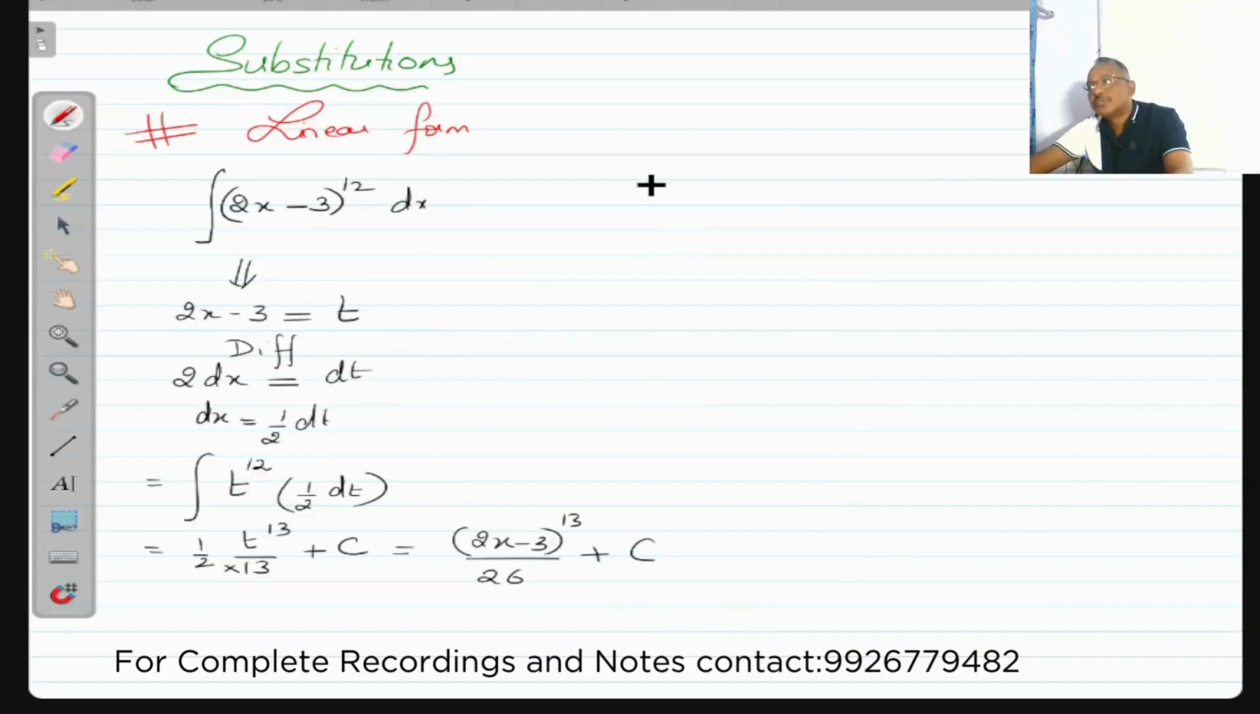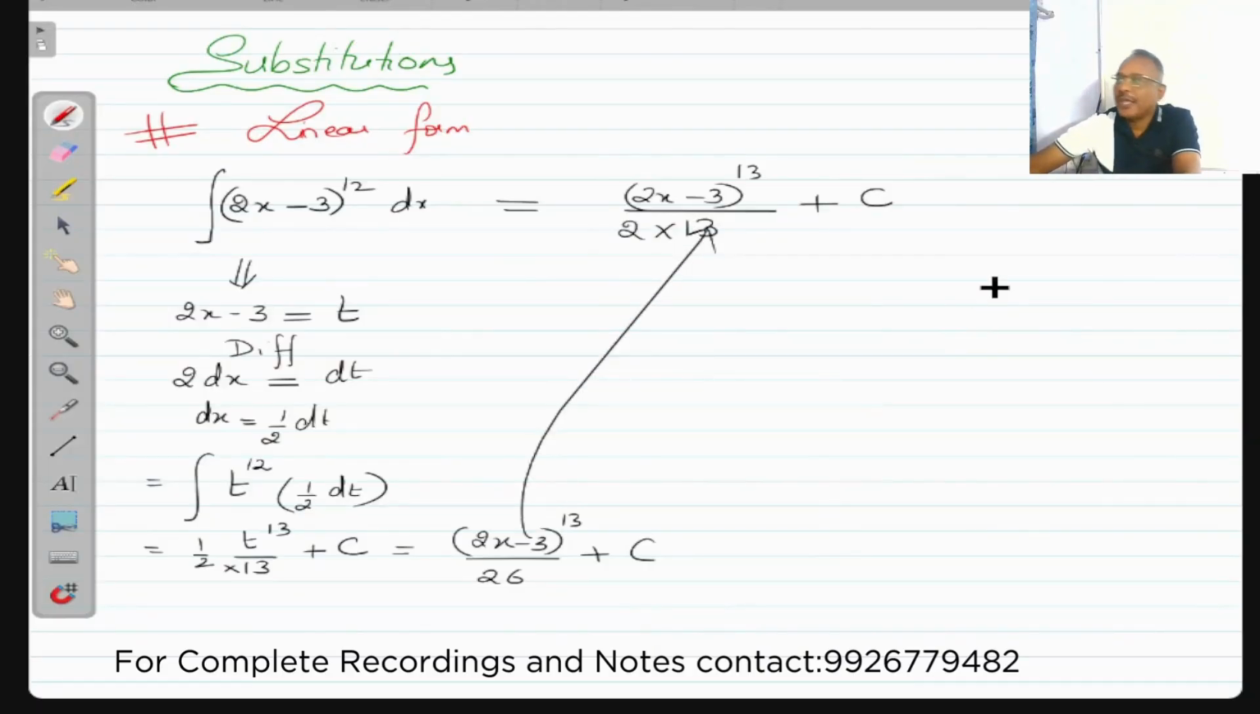What are we going to say? Beta, this is a linear. So just assume that this was x. How will you integrate x to the power 12? X to the power 13. So 2x minus 3 का 13 upon 13. लेकिन x का जो कोएफिशिएंट है वो डिवाइड कर देना. समझ में आया. कोएफिशिएंट ऑफ x डिवाइड करना.